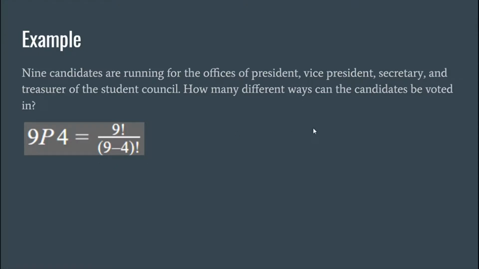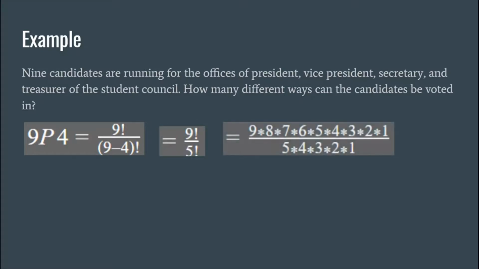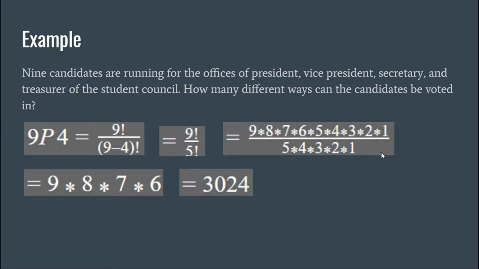So I'm going to simplify this, and then I'll expand and cancel. You can see this 5 factorial down here cancels out with this 5 factorial up here. Now I'll just multiply this out, simplify it, and there's our final result. Pretty simple, and I hope it's straightforward.